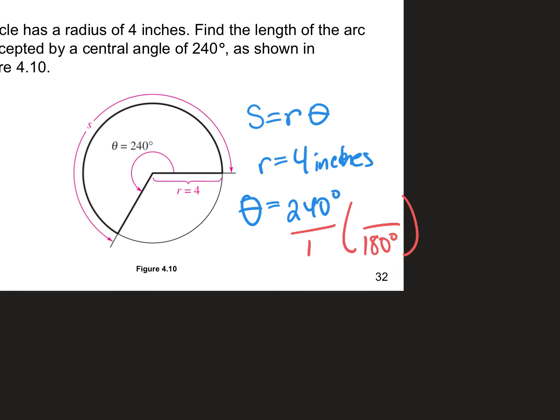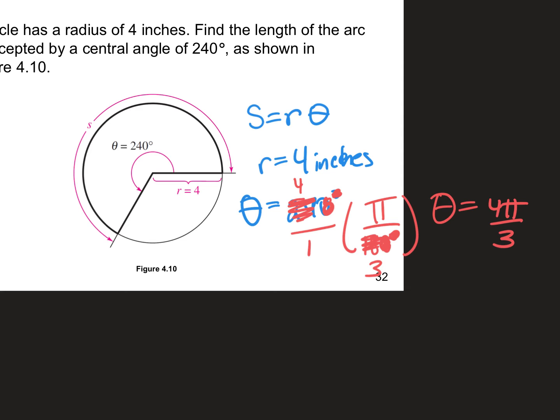180 on the bottom, good. And pi where? On the top. So right away, my degrees cancel out and my zeros cancel out, correct? What can I cross cancel between 24 and 18? 6? Yes. Okay, 6 goes into 24 how many times? 4 times. And 6 goes into 18 how many times? 3. So your theta that you're going to use to calculate your arc length is what? 4 pi over 3.